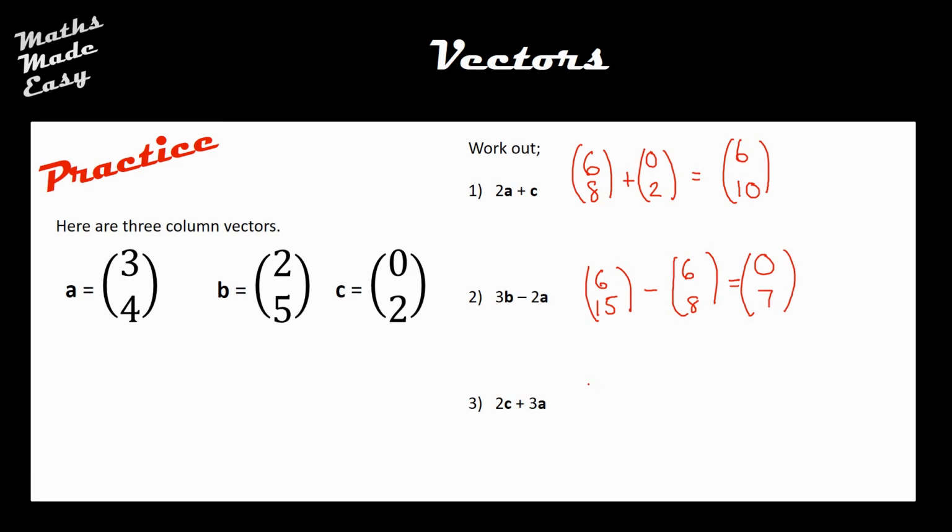Final one, 2 lots of C, which is still 0 on top, but 4 on the bottom. And I'm going to add that to 3 lots of A, which is 9, 12. And when I put those two together, I'm going to get 9, 16. Hopefully you got all 3 of those correct, and if they show up again next time in your mocks or in the real GCSE, you guys are going to smash it.